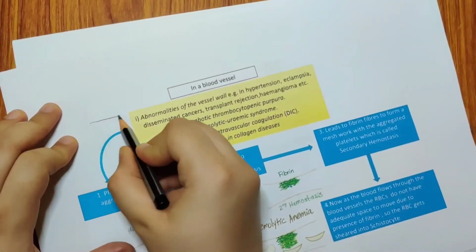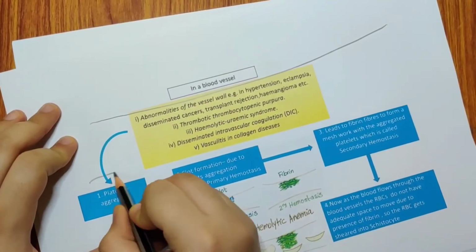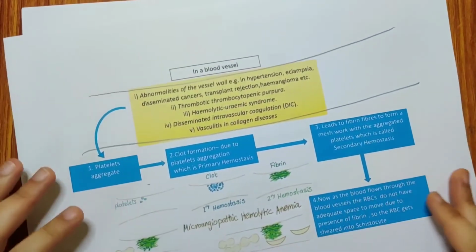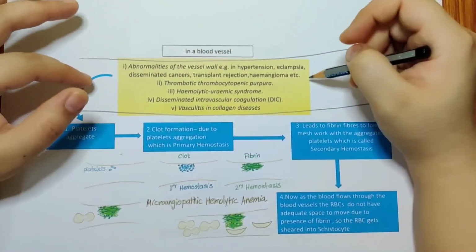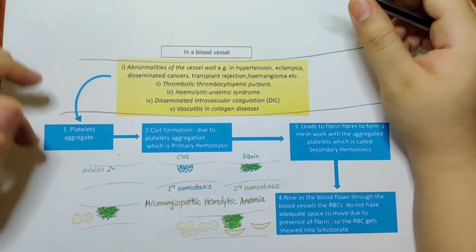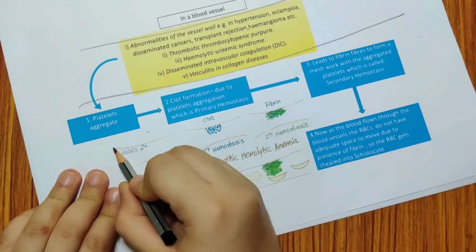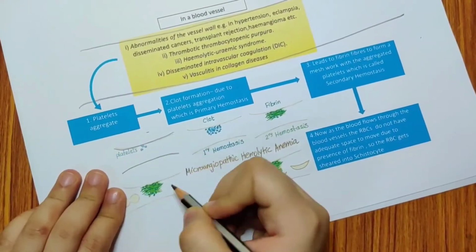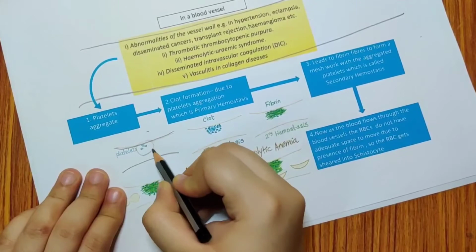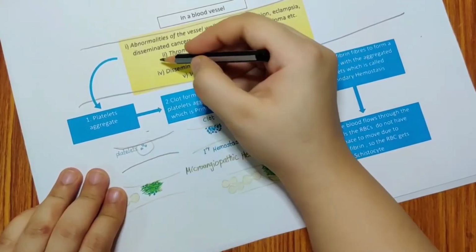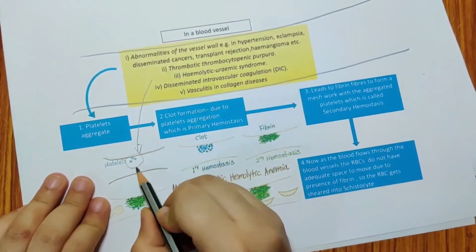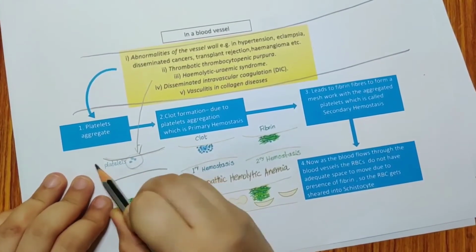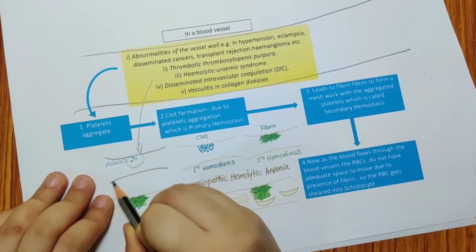I have drawn a blood vessel. Because of all these conditions, there can be some abnormalities to this blood vessel. In this blood vessel, the platelets start aggregating, because of some causes. Because of these causes, the platelets adhere to the blood vessel wall.